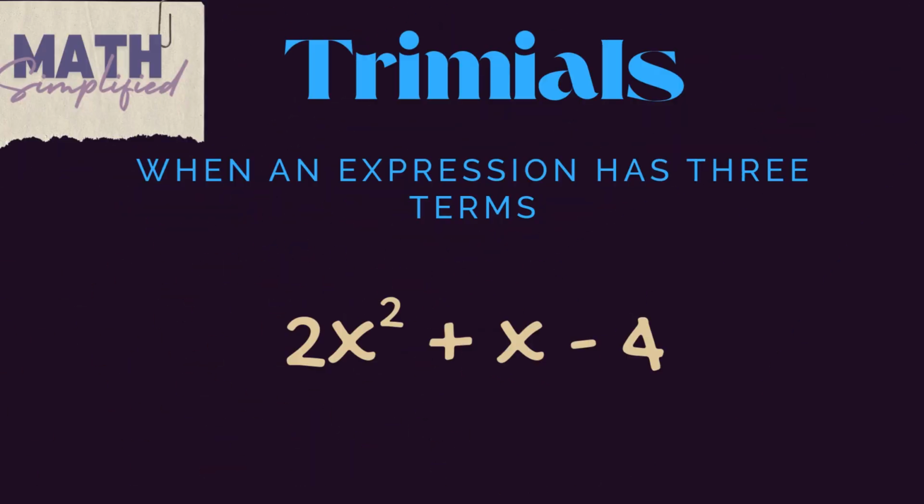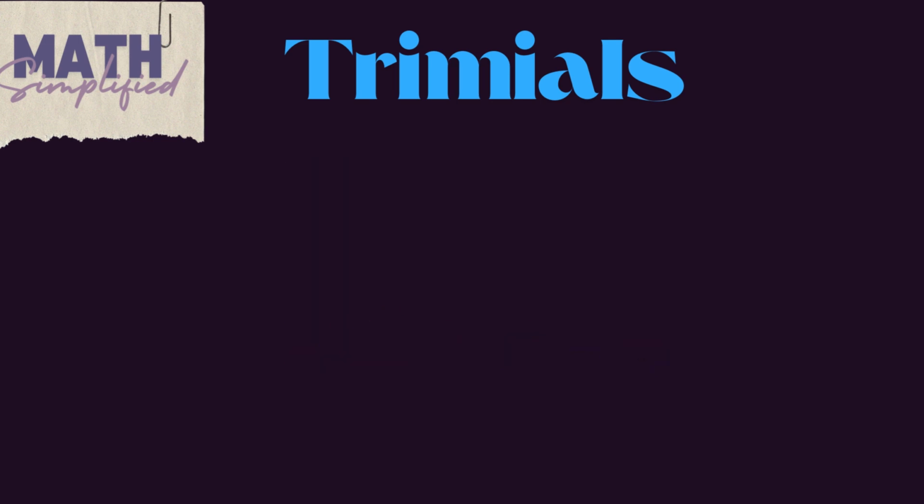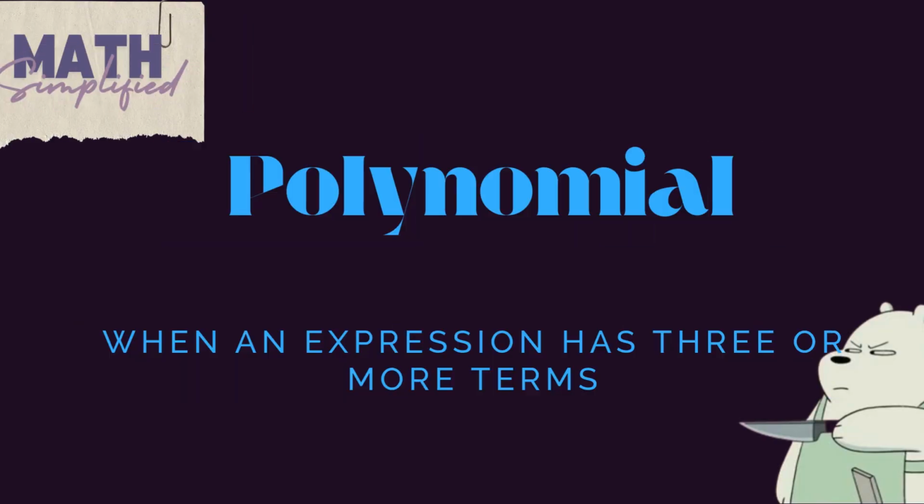When an expression has three terms, it's called a trinomial. For example, if it's 2x squared plus x subtract 4, that's a trinomial. Any expression with more than 3 terms is called a polynomial. It doesn't matter if it's 4 or 5, that's called a polynomial.